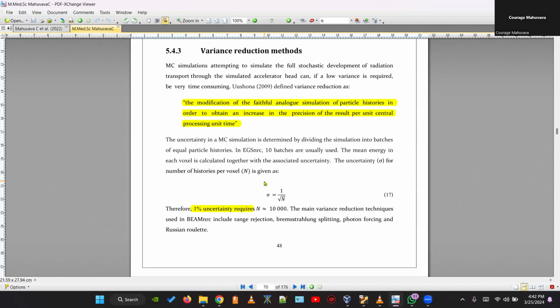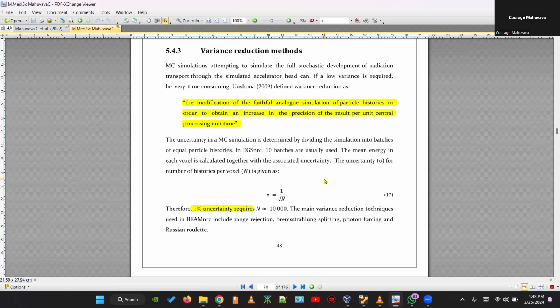All right. So a simple equation you can use to approximate how many particles you should use is this. If you use n number of particles, then your variance will be given by this equation. For example, if you use 10,000 histories, then you get 1% uncertainty. In most simulations, we want our uncertainty to be below 2%, but 1% is better.